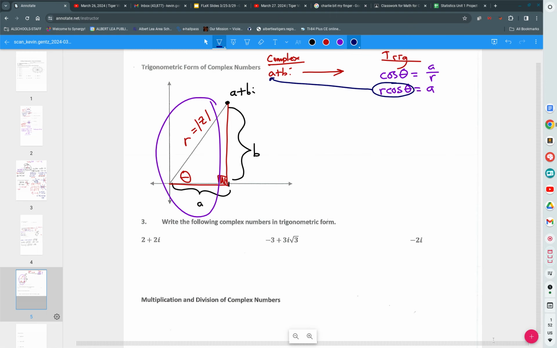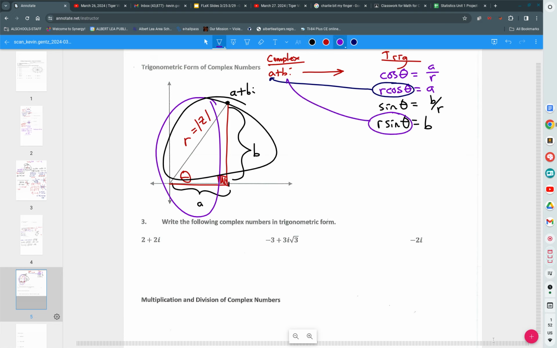Can somebody tell me what trig function has to do with these three things? Yeah, theta, b, and r, I have sine. Sine of theta is equal to b divided by r. I notice in that little trig expression that I have a b value pop up. So I multiply both sides by r, and get r sine of theta is equal to b. So I'm going to go ahead and drop that right in for b.